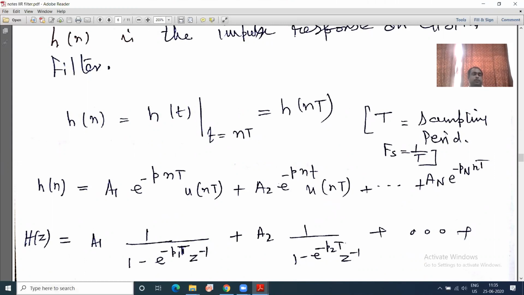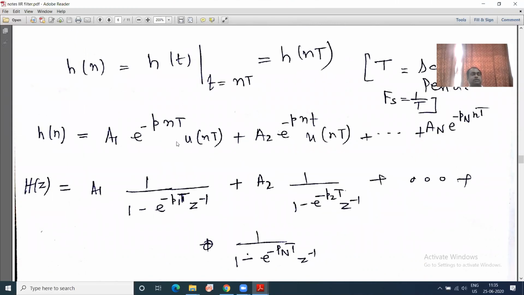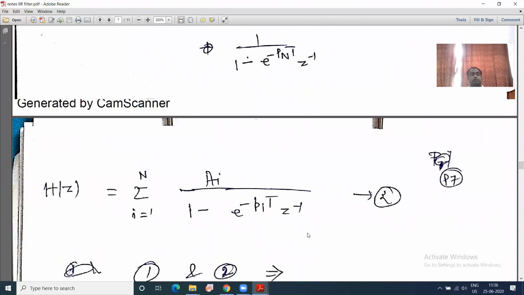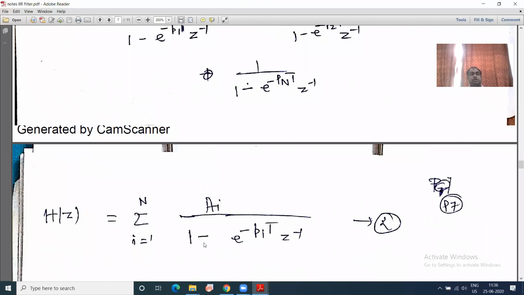Therefore, if I have a digital signal or discrete-time signal, I can find the Z transform. If you find the Z transform, then this will be like this for different kinds of Z transform. In this term, a1 is a constant, and e to the power p1 T is your common ratio. So this will be 1 by (1 minus e to the power p T Z inverse), and so on and so forth. Now H(z) becomes like this. If I write a summation, it will be i equal to 1 to n of a_i by (1 minus e to the power p_i T into Z inverse).